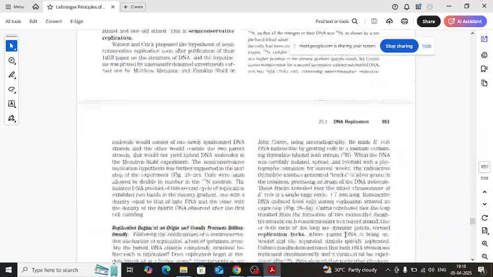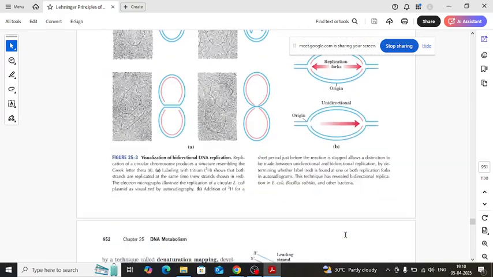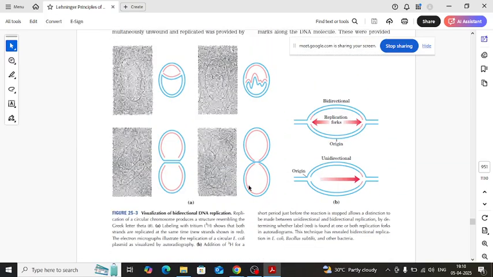Okay, so now we have seen that DNA replication is semi-conservative, and how does DNA replication actually start, right? It is a bidirectional DNA replication. Here in this electron micrograph, you can see the replication of a circular DNA, right? Here this portion has been melted, so here this fork is formed, and the replication is proceeding in two directions. One is this direction, another is this direction, right?